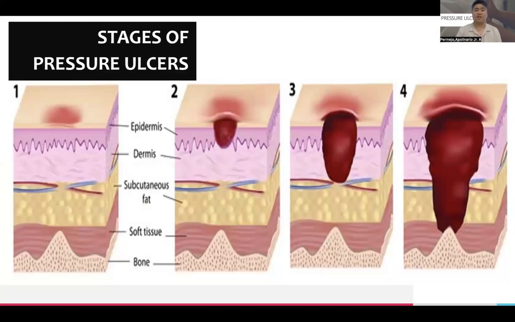What are the stages of pressure ulcer? Anatomically, if you integrate it with our integumentary system, the stages of pressure ulcer start in your skin, definitely from stage one, which is your epidermis. The second layer is your dermis. The third layer is your subcutaneous fat, affecting your soft tissue and your bone, which are the third and fourth stages of pressure ulcer.